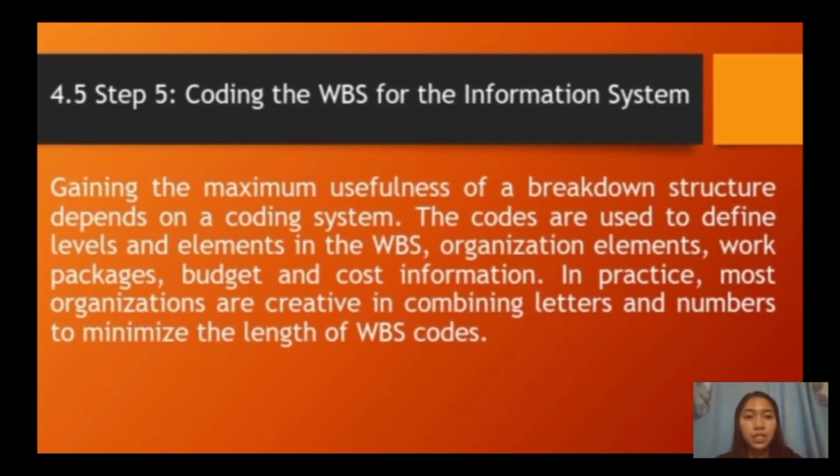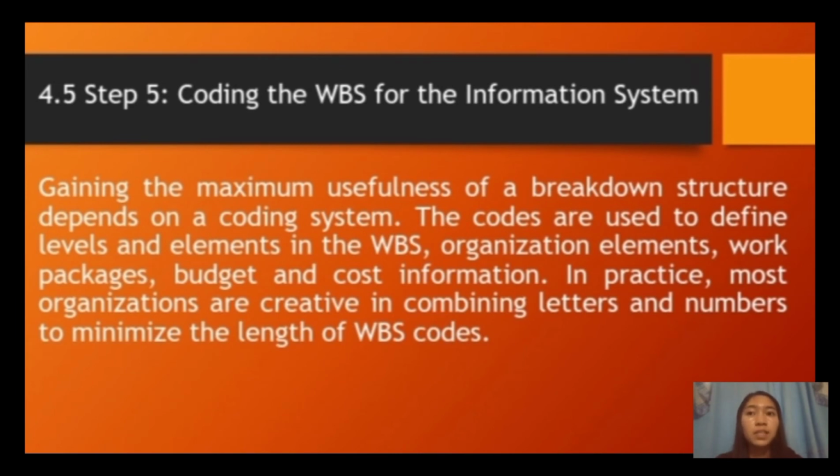And now let's proceed to the fifth step, coding the work breakdown structure for the information system. Gaining the maximum usefulness of a breakdown structure depends on a coding system. The codes are used to define levels and elements in the work breakdown structure, organization elements, work packages, budget, and cost information. In practice, most organizations are creative in combining letters and numbers to minimize the length of work breakdown structure codes. So it is for them to make it shorter and easier.